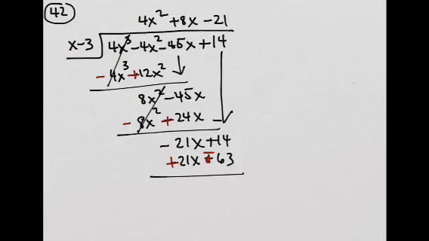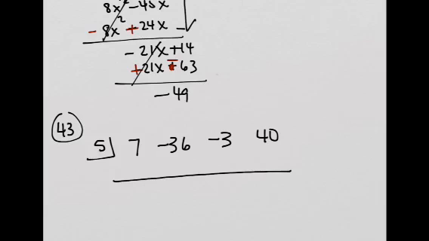So when you combine the rows, this is 0. And this is negative 49. Okay? So that's your remainder, so we just write it as plus negative 49 over x minus 3. And that would be the answer up here.